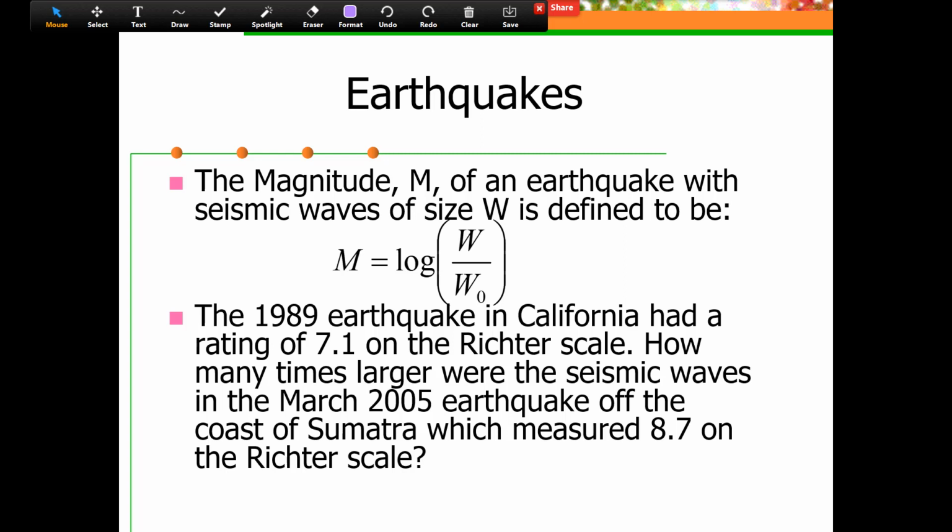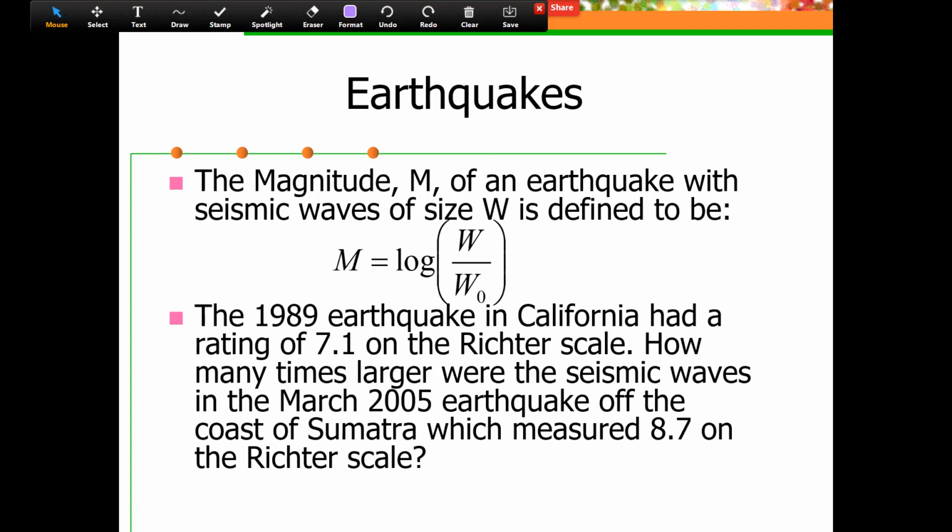We don't really totally need to know what W is, but when we compare them, we're going to name W based on the earthquake. So we're going to be comparing an earthquake in California in 1989 that was a 7.1, and we want to know how many times larger the wave there was than the March 2005 earthquake off the coast of Sumatra. So we want to know how many times larger the 2005 earthquake was than the 1989 instead of the other way around.